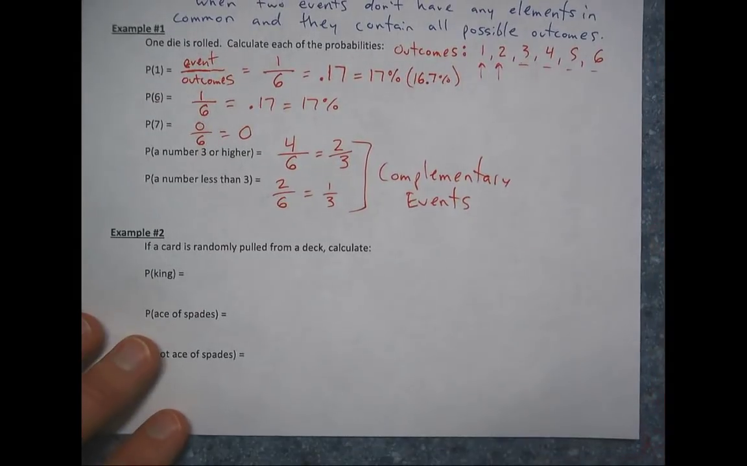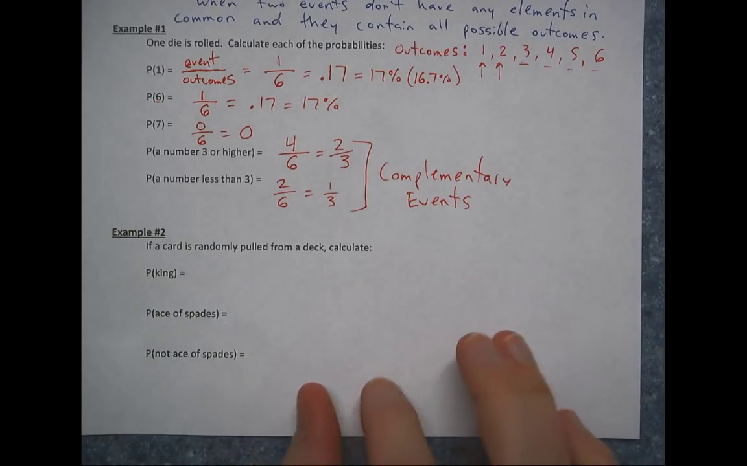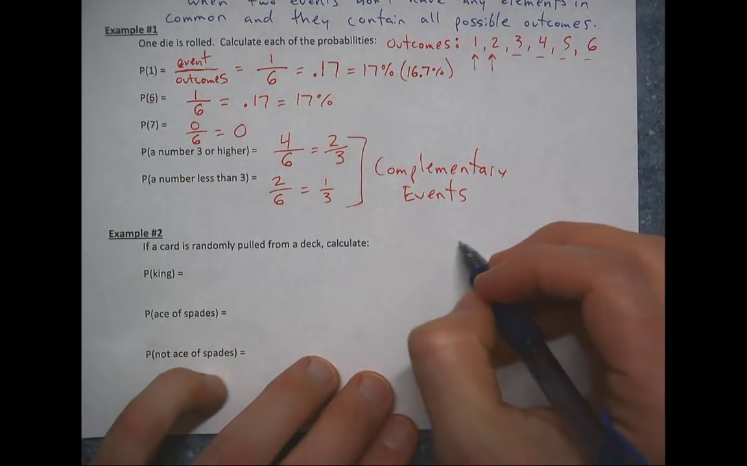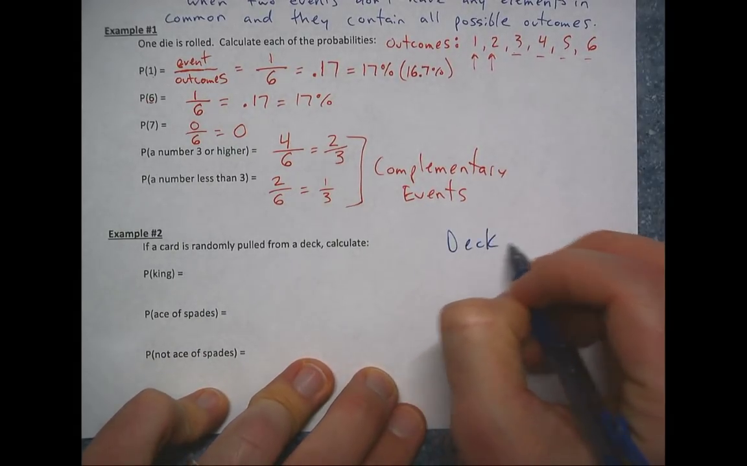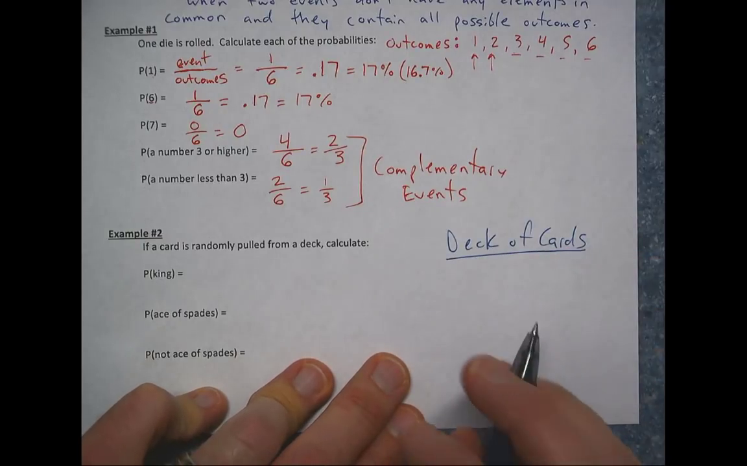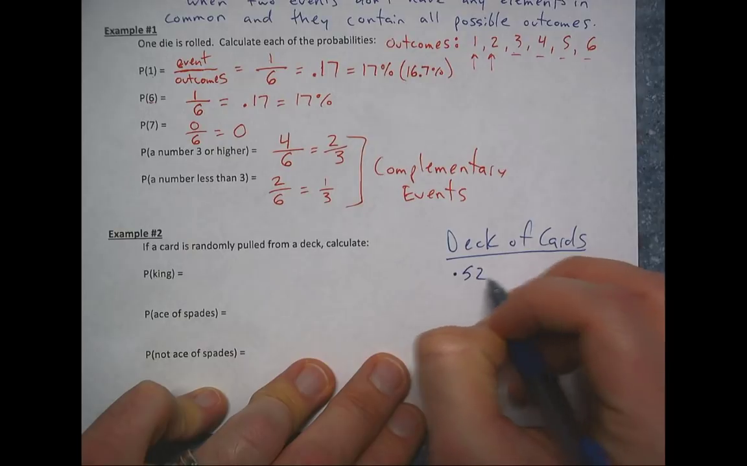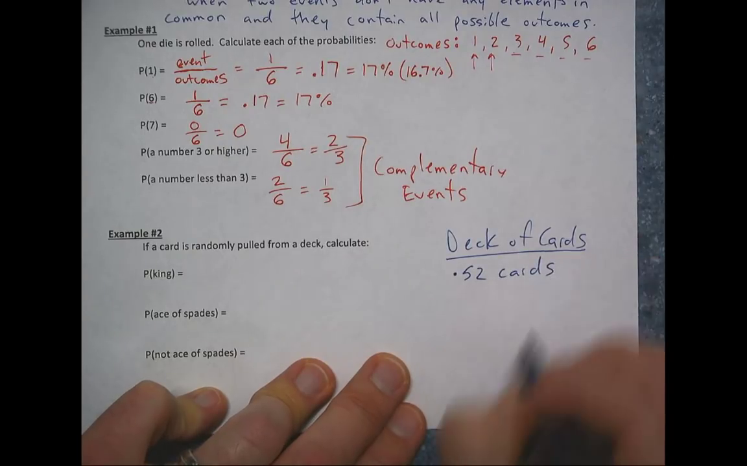All right, example number 2, we're going to look at using some playing cards. So if a card is randomly pulled from a deck, we're going to calculate what's the probability of a king. So some things that we need to know. If you don't know how many cards are in a deck of cards, we're going to need to write this down. There's 52 cards in a deck.